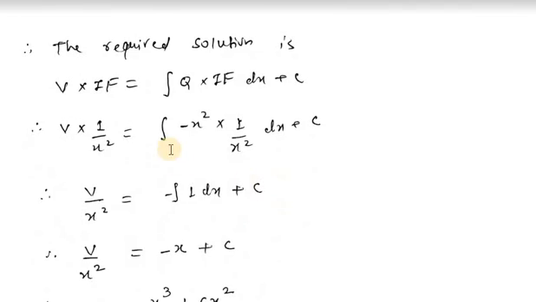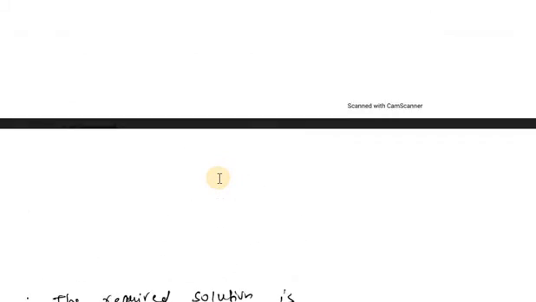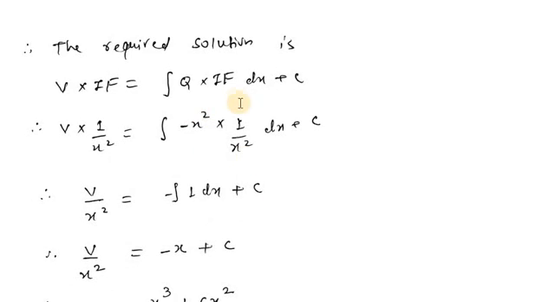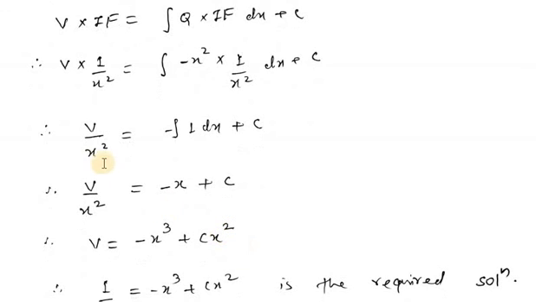Now the required solution is v into IF equals integration q into IF dx plus c. V as it is, IF is 1 upon x square, q is minus x square, right? Q is minus x square, and IF is 1 upon x square, dx plus c. So x square will cancel out, and integration of 1 with respect to x, the answer is x, minus sign as it is, plus c as it is, and v over x square as it is.